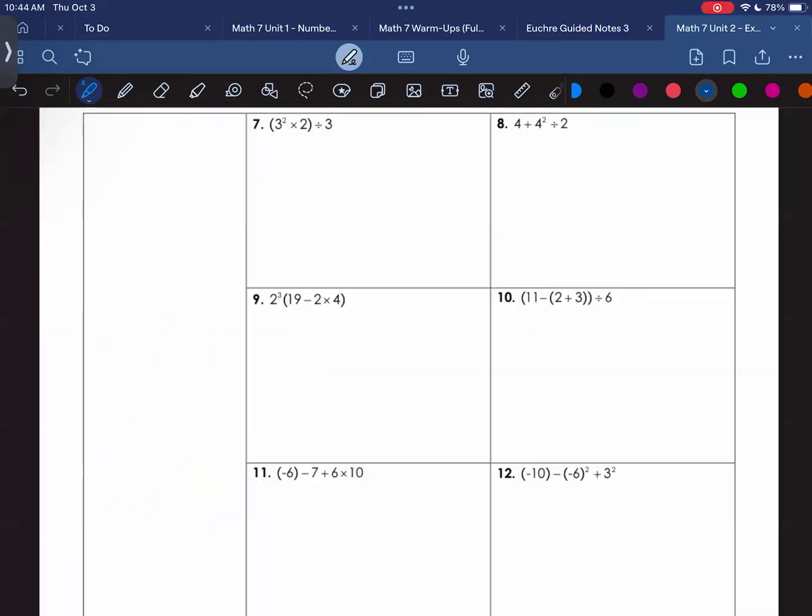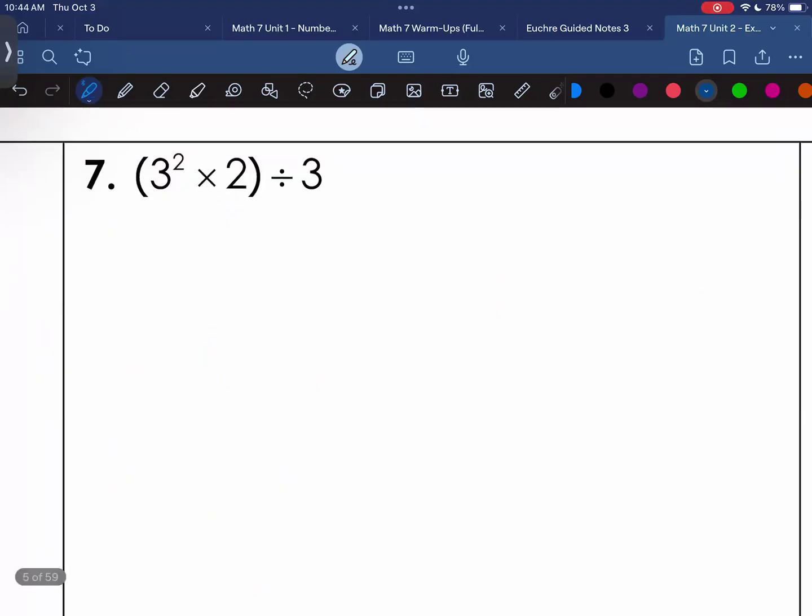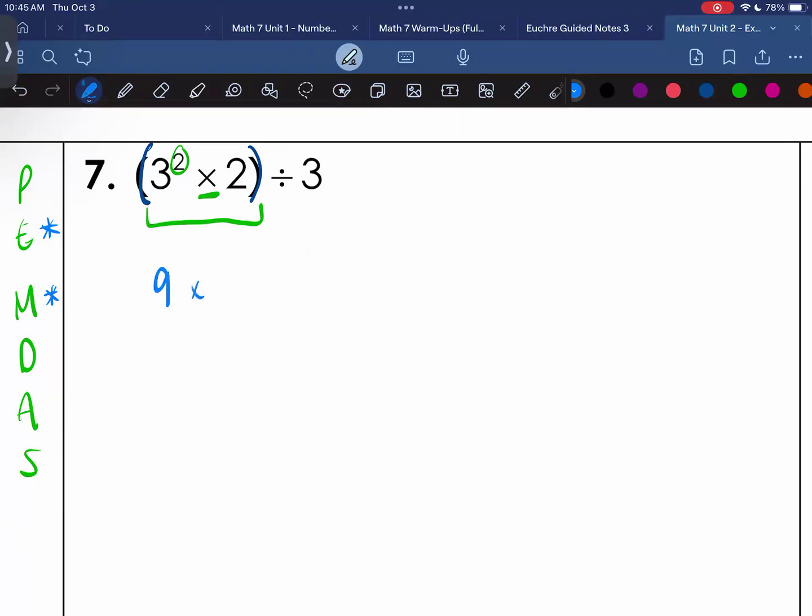Okay, so let's take a look at number 7. We have parentheses. And inside our parentheses, we have an exponent and we have multiplication. So following PEMDAS, we've got parentheses covered because we're doing this inside part first right here. Inside we have exponent and we have multiplication, right? Which one of those will come first? The exponent. So I'm going to do 3 squared, which is 9. And then I'm going to rewrite the rest of my problem. I still need to complete the rest of the parentheses.